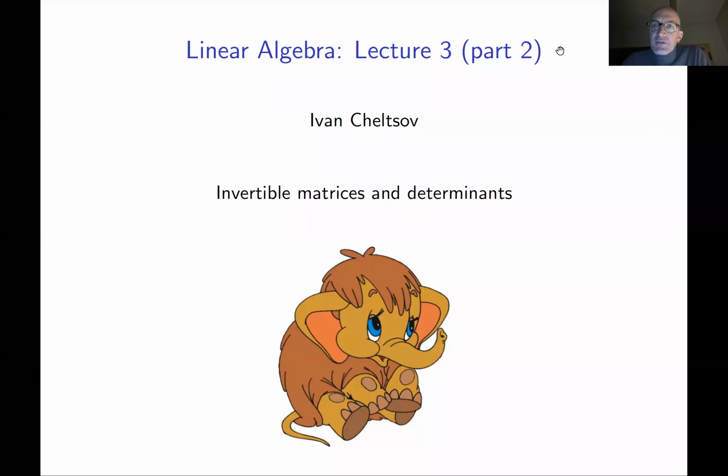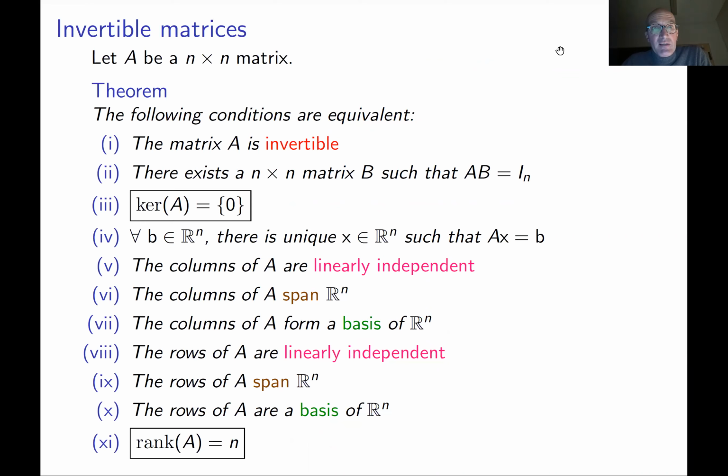Hello, this is the second part of the third lecture of linear algebra, and this part is about invertible matrices and determinants. Let us consider a square n times n matrix A, and let me remind you that the matrix A is said to be invertible if we can find another square matrix B, also n times n, such that AB equals identity and BA also equals identity matrix.